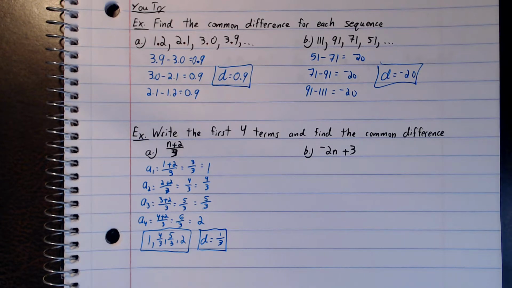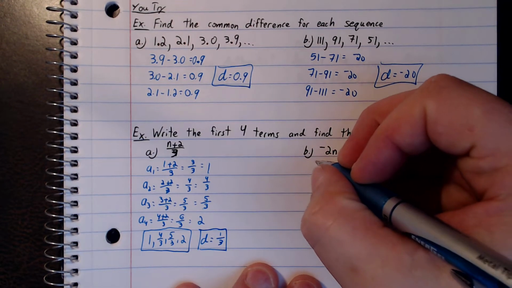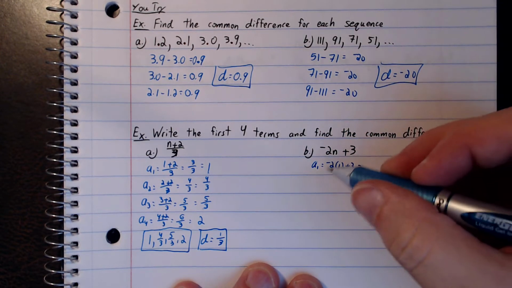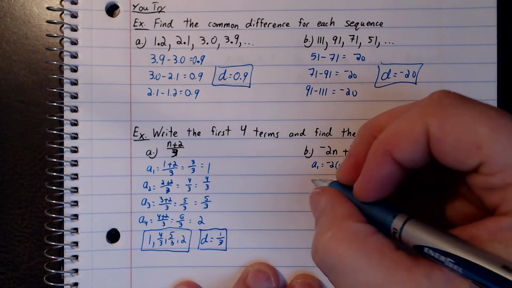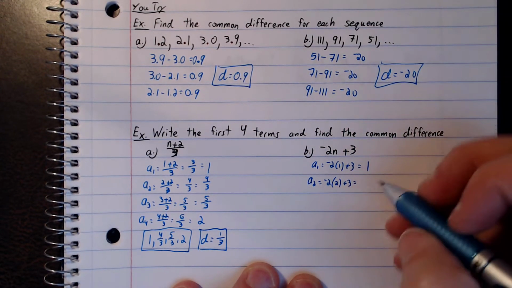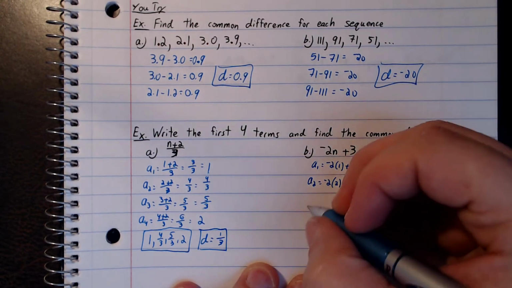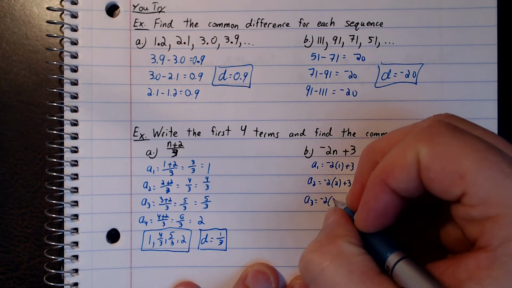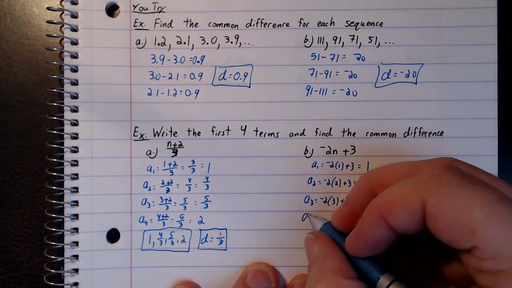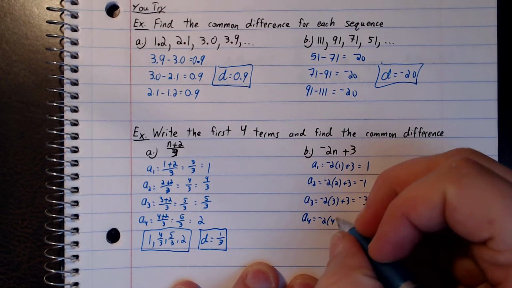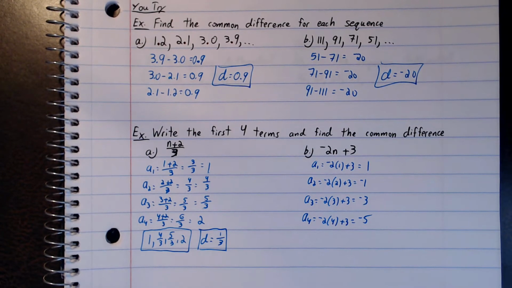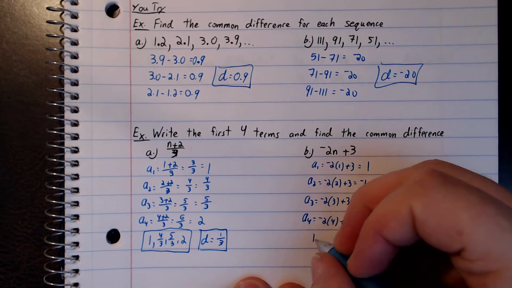Let's take a look at this next example, right? We're still doing the first 4 terms. So let's see, negative 2 plus 3 would be 1. Negative 4 plus 3 would be negative 1. Negative 6 plus 3 is negative 3. And our final one here, negative 8 plus 3 is negative 5. So here's our first four terms.